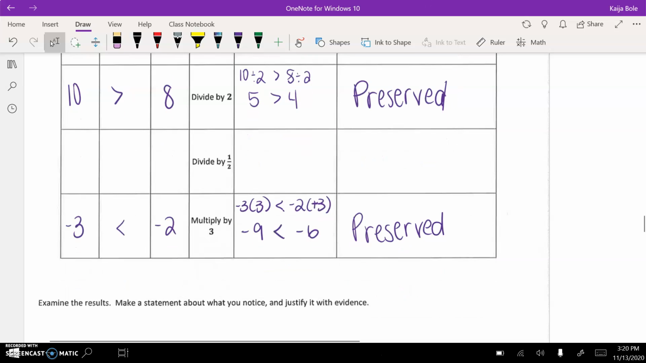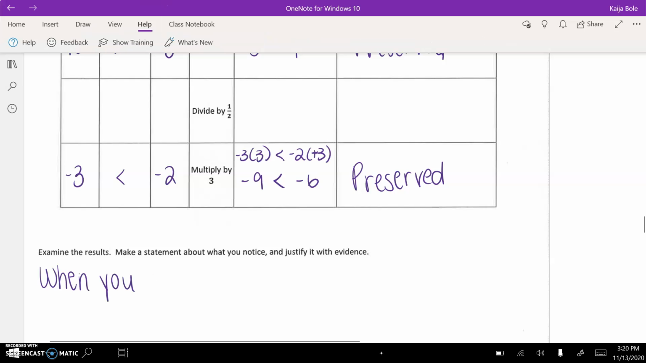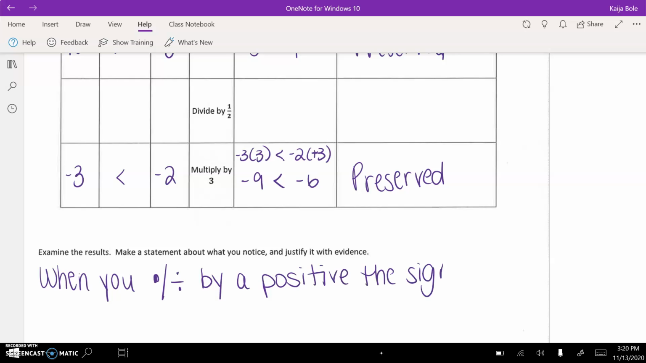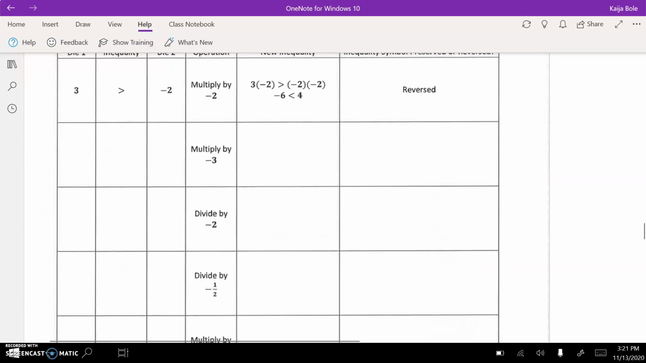So now when I'm looking at my patterns, I multiplied and divided by a positive, my sign is preserved. So when you multiply or divide by a positive, sign is preserved. Okay, and then flip the page.